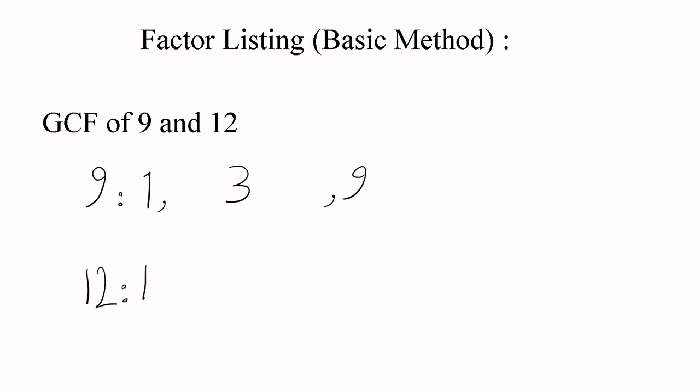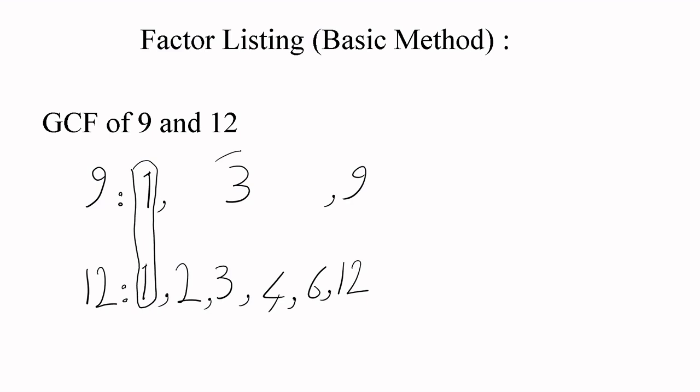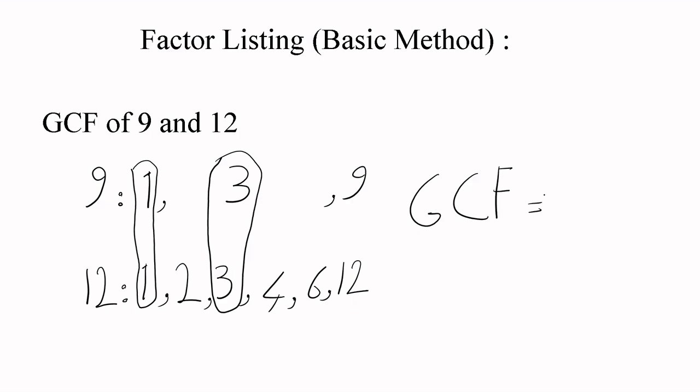What about 12? Yes, I know 1 and 12, as I told you, we always have it. And do you know any other numbers? Of course, 2 and 6. What else? Yes, 3 and 4. What else? Do I know any other numbers? No. Can you see anything common between these factors? Yes, 1 is common between 9 and 12, and 3 is common between 9 and 12. So which one is the greatest common factor or GCF? Of course, 3 is the greatest.